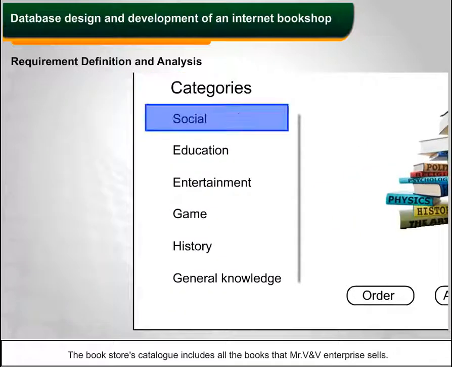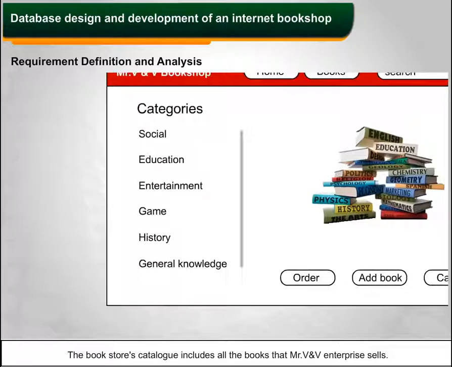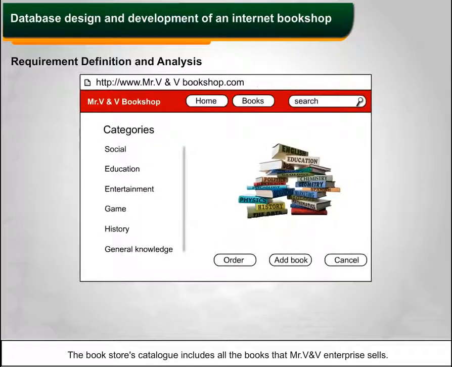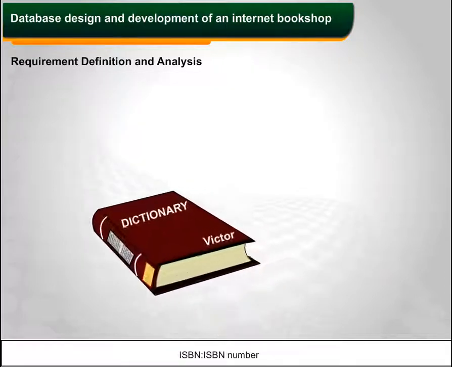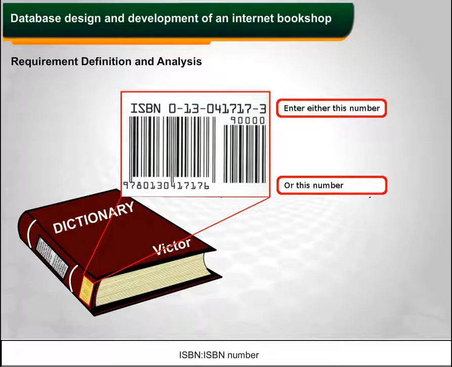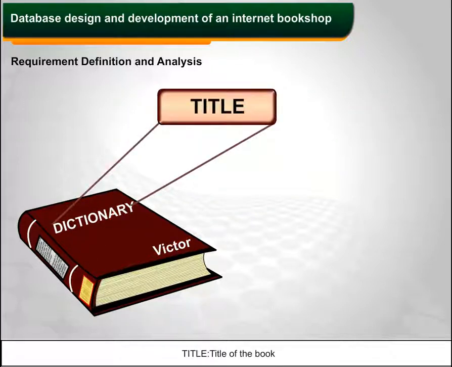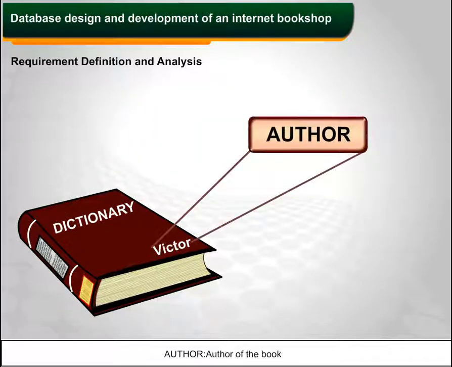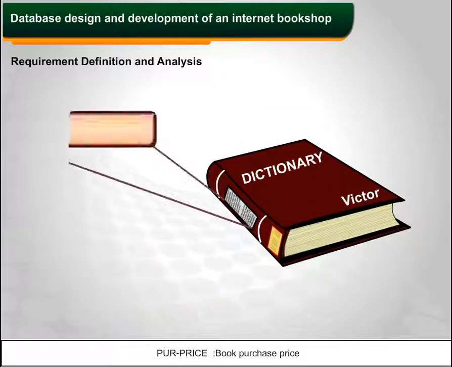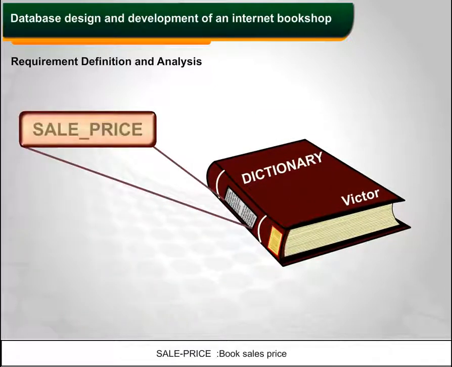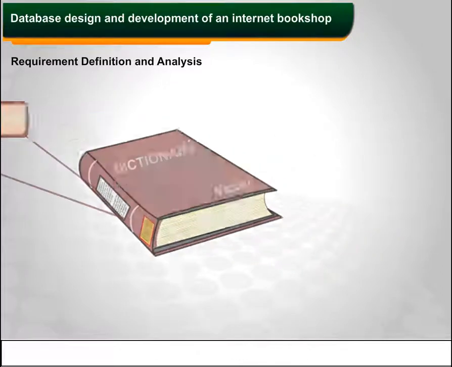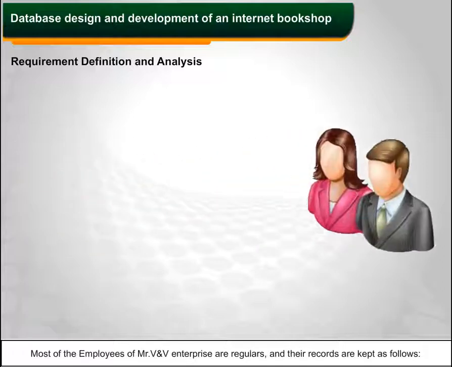The bookstore's catalog includes all the books that Mr. V and V Enterprise sells. For each book, the catalog contains the following details: ISBN number, title of the book, author of the book, purchase price, sale price, and pub year, the year of publication of the book.